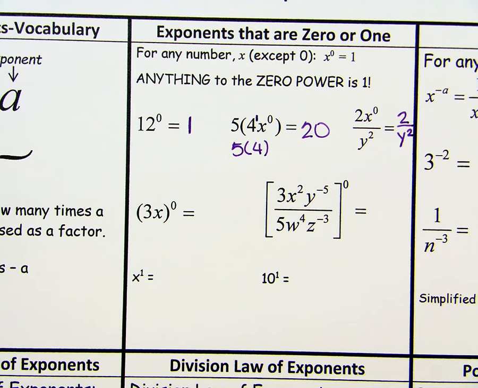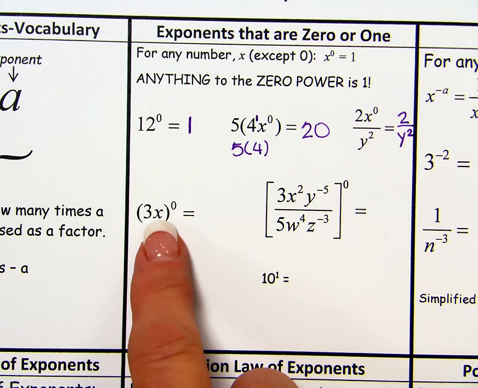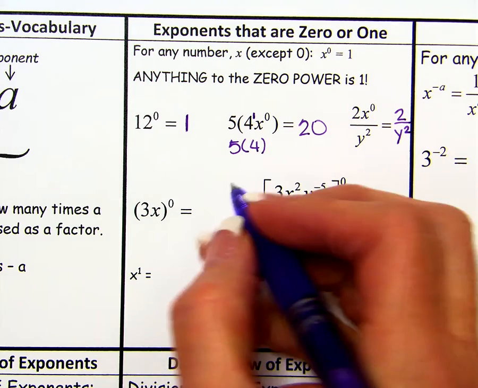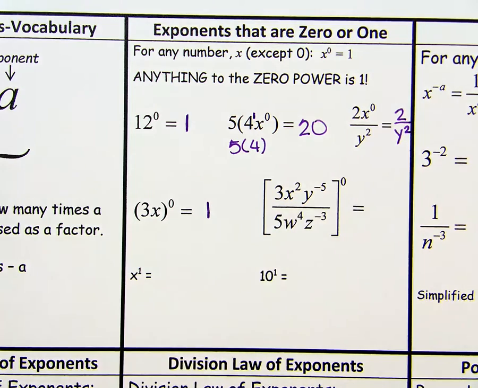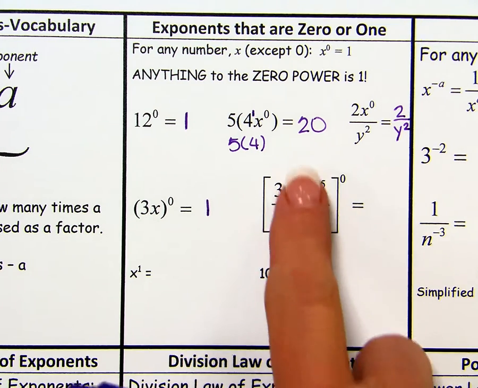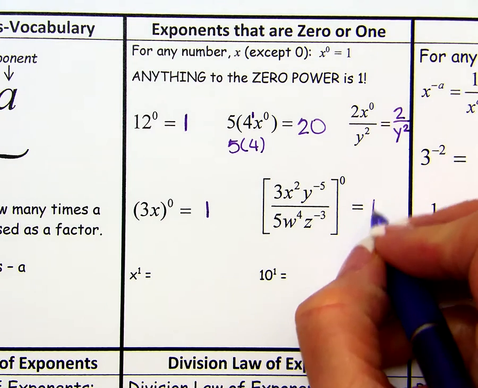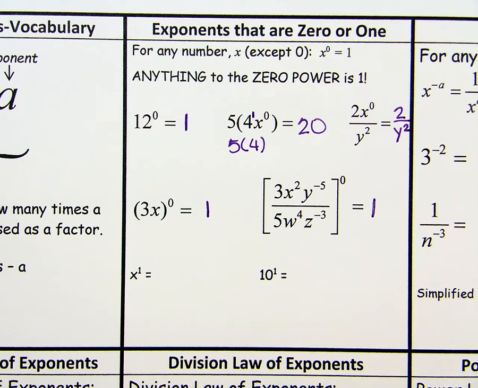Our next example has a product being raised to a power. In this case, both the 3 and the x are being raised to the 0 power, so that answer is 1. And no matter how complicated something might look, if you raise that whole complication to the 0 power, your answer is simply 1. Now we go for an exponent of 1.